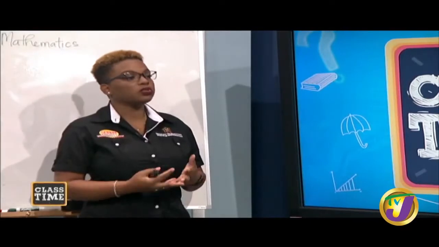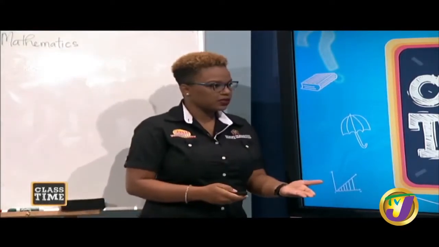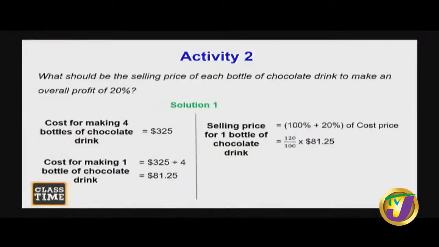Right. And so we're adding on that profit of 20%, which is now giving us a selling price of 120% of the cost price. There you go. So the rest is pretty simple calculation. We have our 120 divided by 100, because we know percentage is out of 100, multiplied by $81.25. And so we need to sell each bottle of chocolate drink for $97.50.